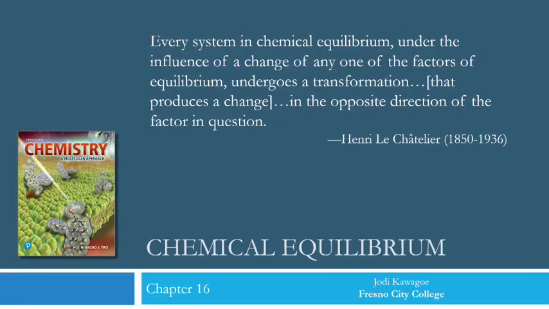So chapter 16 is about chemical equilibrium. The quote here: "Every system in chemical equilibrium, under the influence of a change of any one of the factors of equilibrium, undergoes a transformation that produces a change in the opposite direction of the factor in question." That's a quote from Henri Le Chatelier. Hopefully you remember at least hearing about Le Chatelier's principle, and we will be discussing that more in detail in this chapter.